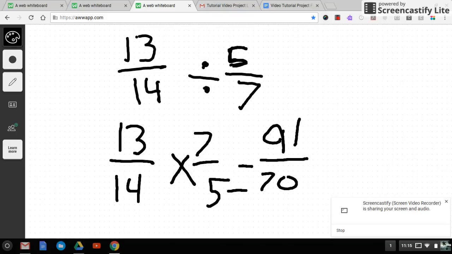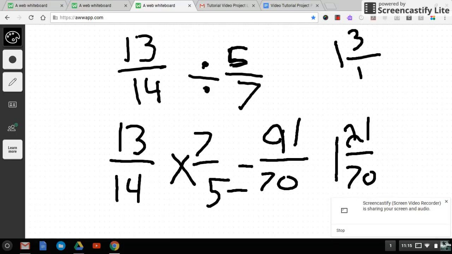And since the numerator is larger than the denominator, you would turn it into a mixed number. So it would be 1 and 21 over 70. But 7 goes into both of those numbers, so you could simplify it and get 1 and 3 over 10 as your answer.